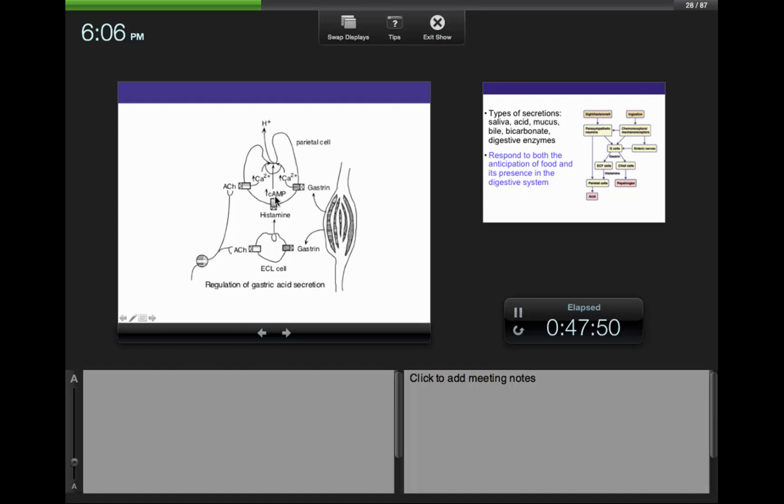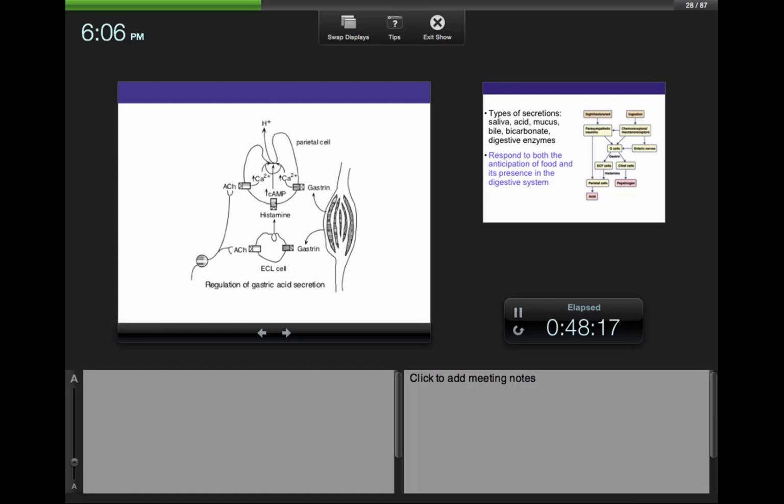And this is a different pathway. You'll notice that acetylcholine and gastrin are Gq coupled, but histamine, if you remember, cyclic AMP, is Gs coupled. So now you've just brought on a brand new pathway. And with all three of these on board, you get the maximum amount of hydrochloric acid secretion. Maximum. This is like the trifecta.